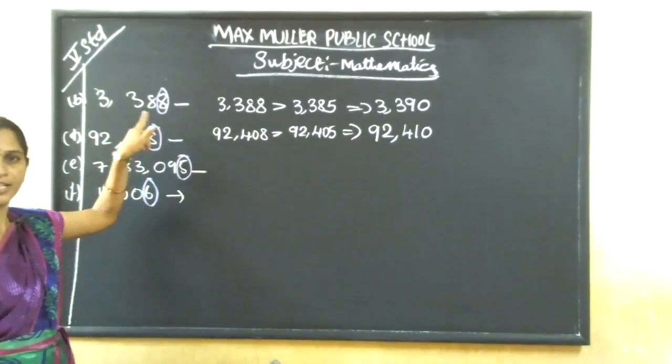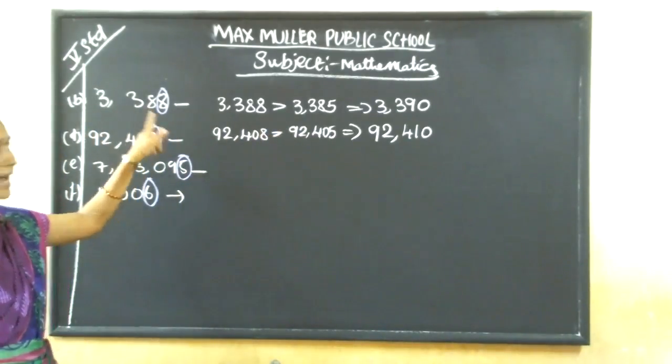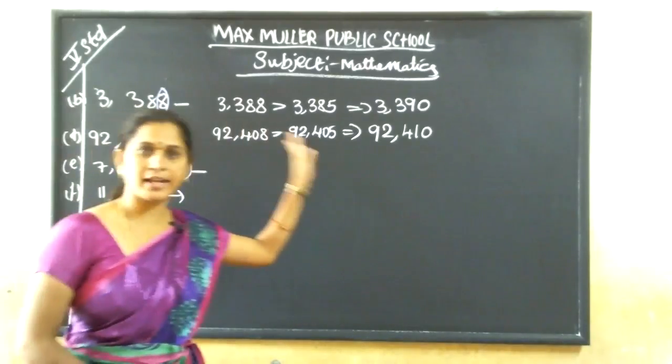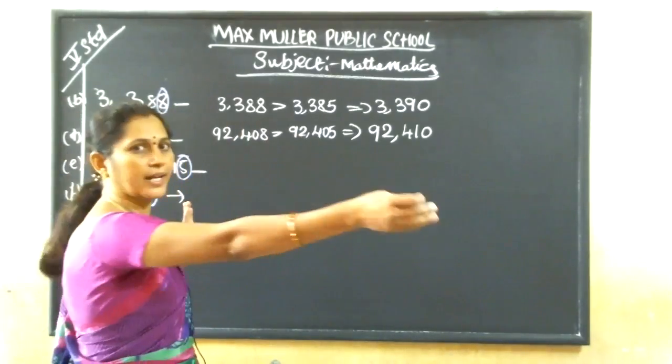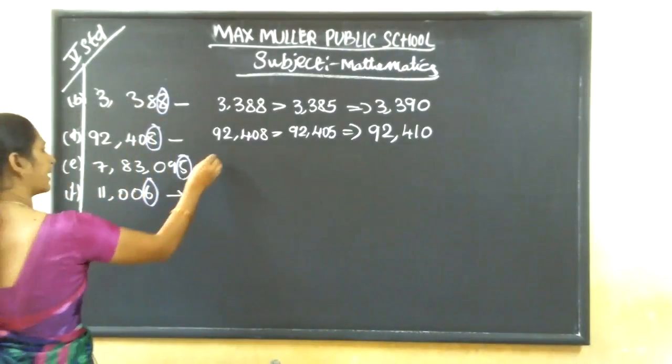Next, 92,408 is greater than 92,405. The answer is 92,410. 92,410 means the next 10 we have to take. If the number in the ones column is equal to or greater than 5, then we have to take the next, forward. Forwarding means right hand side, I said. Next.